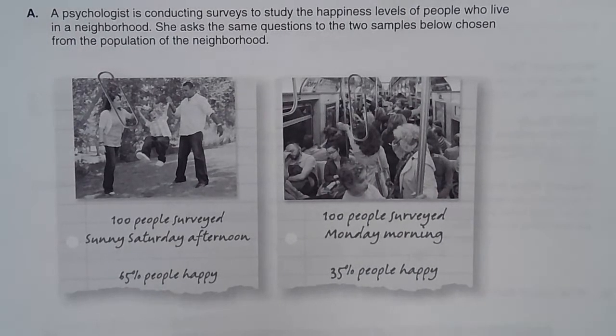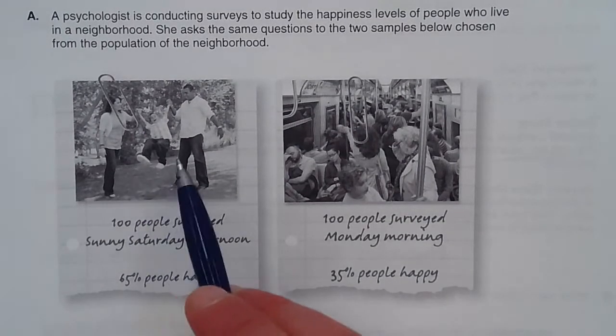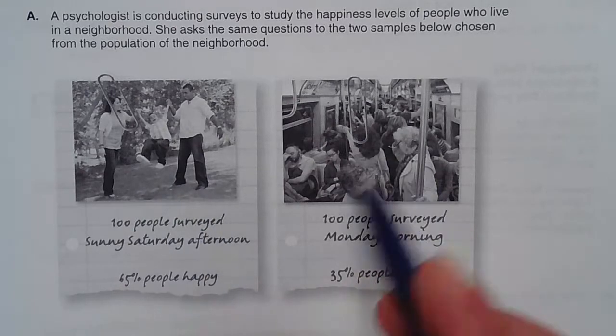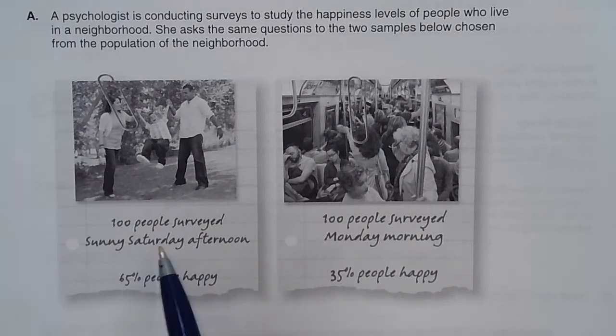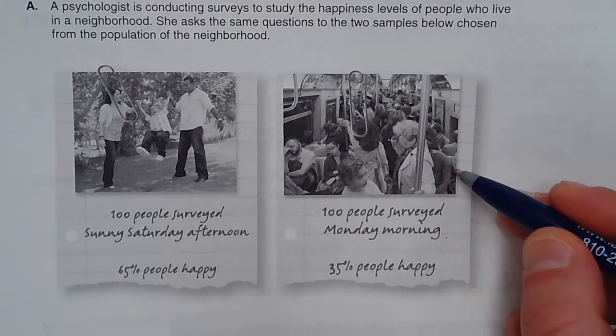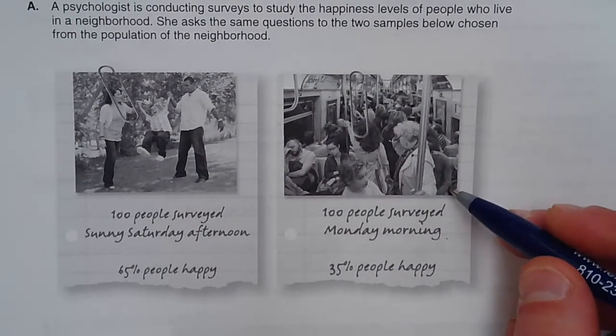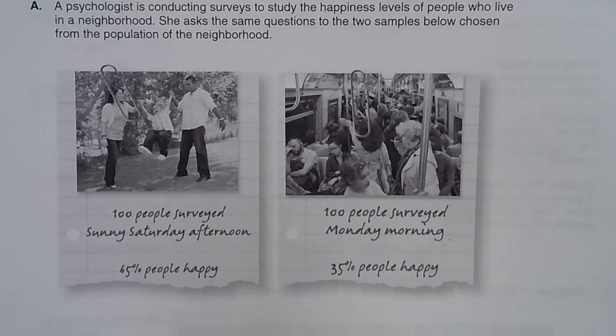I think this one's fairly obvious, but most people, especially these people hanging out at the park, swinging their kid around, are probably more likely to be happy. A sunny Saturday afternoon, the weather's good, it's the weekend. Generally speaking, people are going to respond that they're happier. Monday morning, a lot of people heading to work, less likely to be happy. This is a type of survey that has bias.